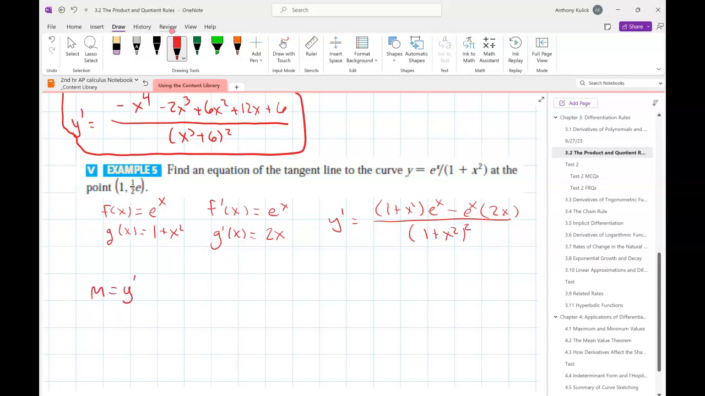So the m we're concerned with is y prime of 1. Notice I'm not simplifying that anymore because it doesn't ask me for what is the derivative. It asks me for the tangent line. I can plug 1 into this just as easily as if it was simplified down. Don't bother simplifying something if you're just going to plug a number into it. So just plugging 1 in for my x's.